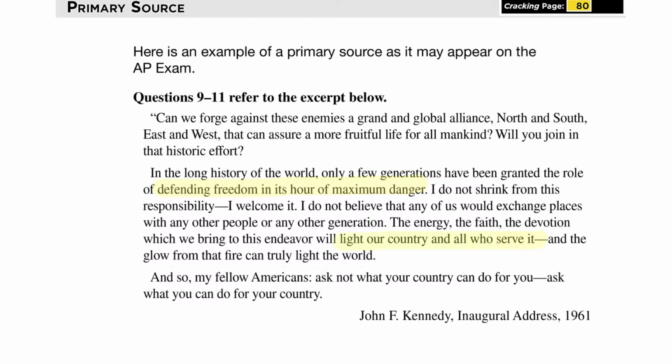And so, my fellow Americans, ask not what your country can do for you, ask what you can do for your country.